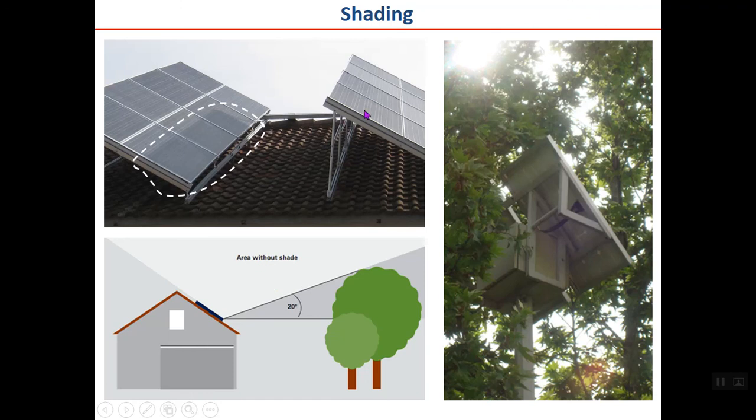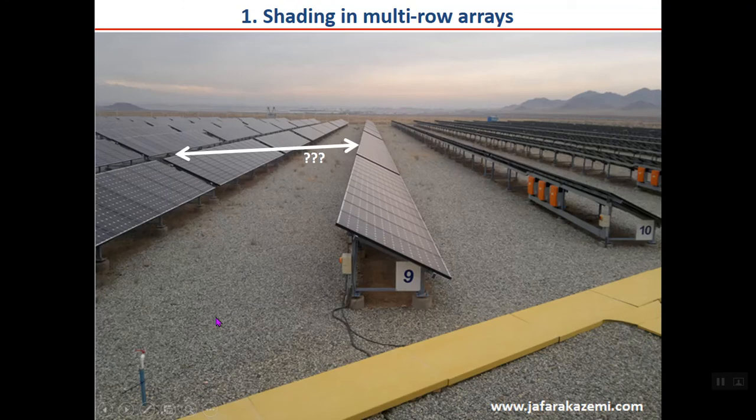For example, shading of one row on the other row, and shading of buildings or trees which are near the solar panel. The first is shading in a multi-row array. You can see here a picture of a solar power plant, and by this arrow I want to show you what I mean by interspace: the distance between the solar panels.